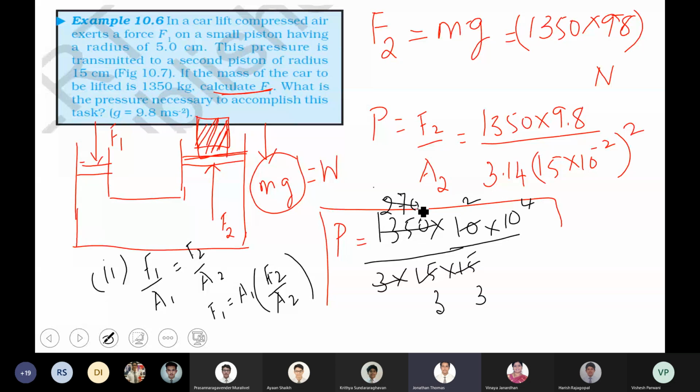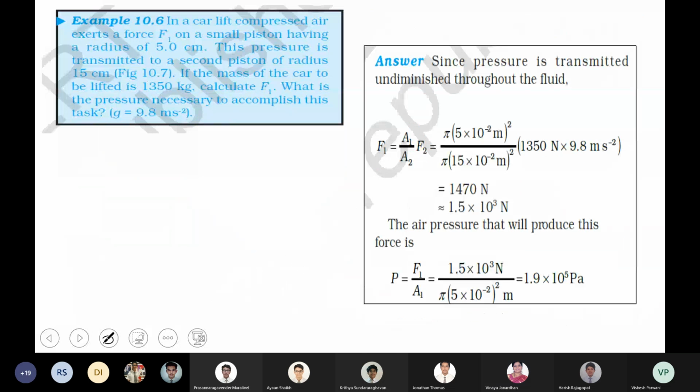Ma'am, in the diagram, F1 should be exerted onto the piston, right? Yeah. It's roughly, I'm putting everything as rough values. So I'm getting it as 2 into 10 to the power of 5. Let me check. Yeah, 2 into 10 to the power of 5 approximately.